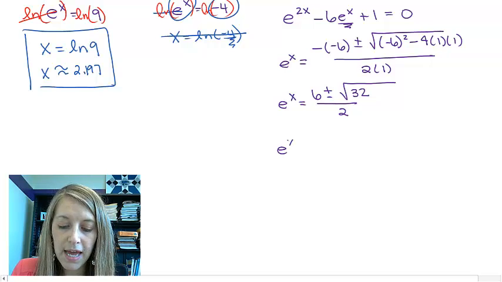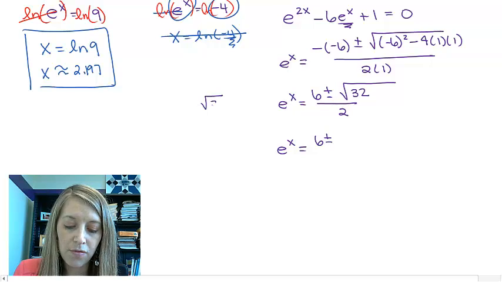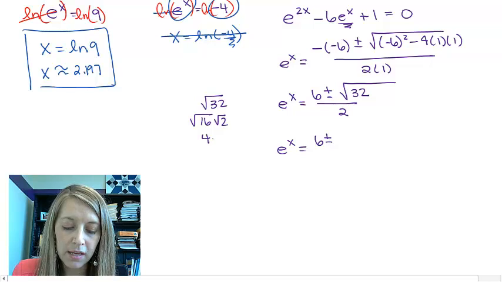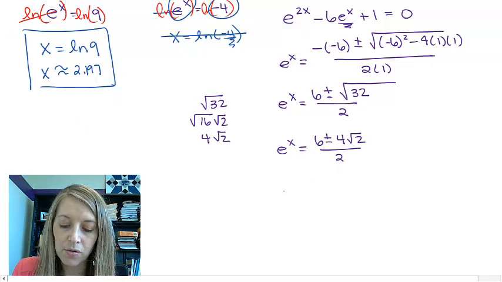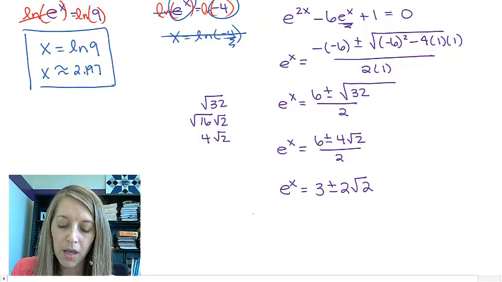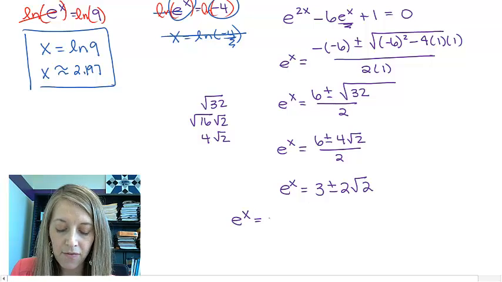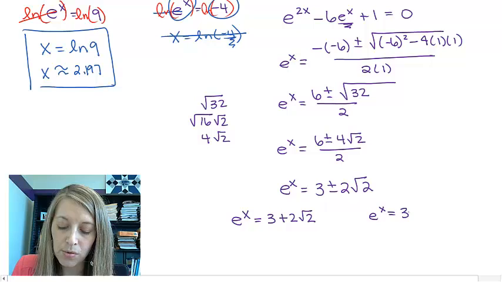So it gives me e to the x is equal to 6 plus or minus. If I take square root of 32 as square root of 16 times square root of 2, that gives me 4 root 2, all over 2. And so e to the x is equal to 3 plus or minus 2 root 2. So let me separate this out. I have e to the x is equal to 3 plus 2 root 2. And I have e to the x is equal to 3 minus 2 root 2.